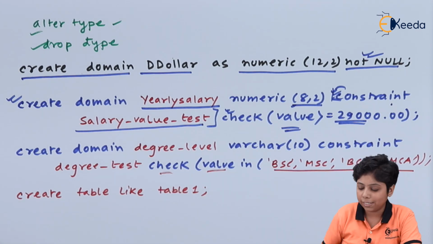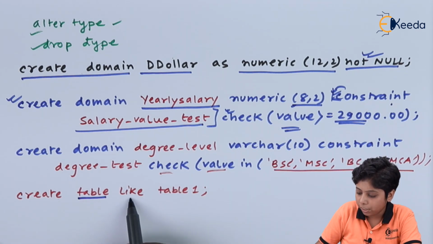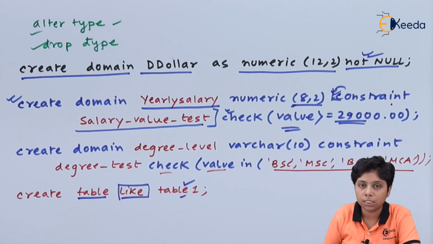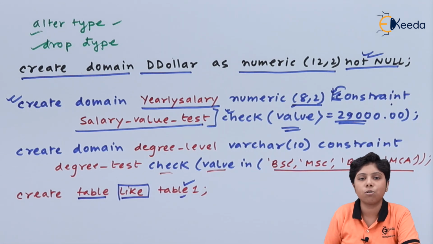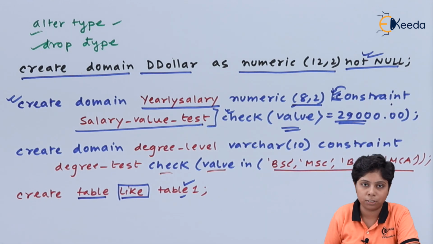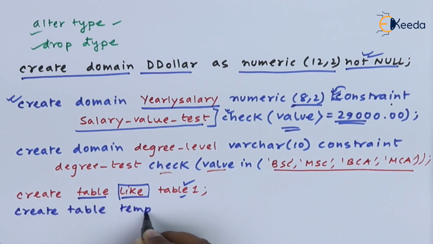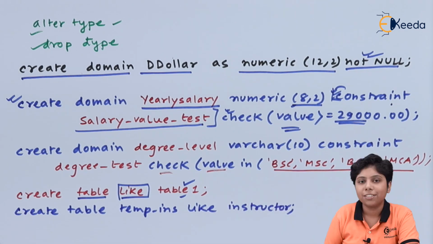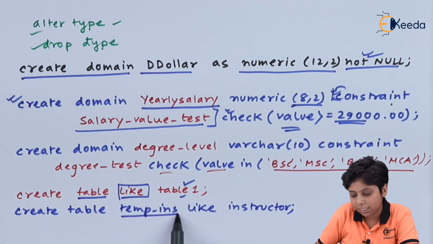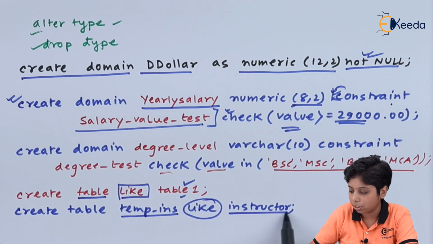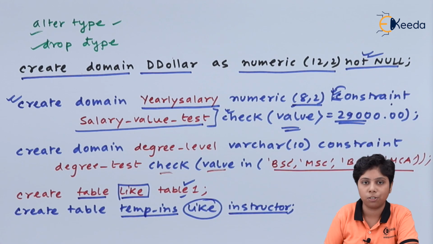If I want to create a table with the like command, like table 1, it will consist of all the data structure, all the attributes and their data types copied to the schema of the new table. An example: here we are creating a table temp instructor. The like keyword will copy all the structure of the instructor relation into this one.